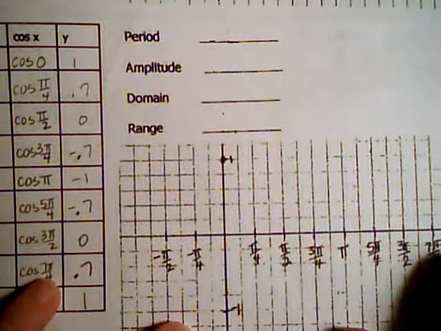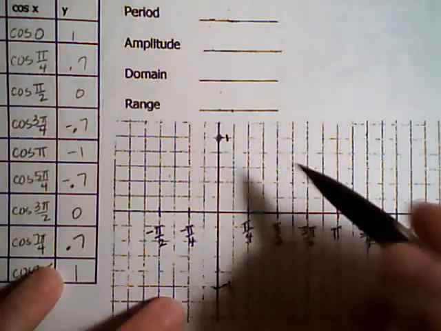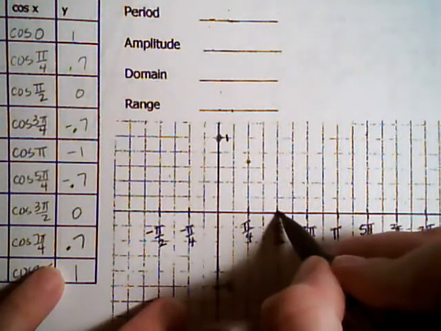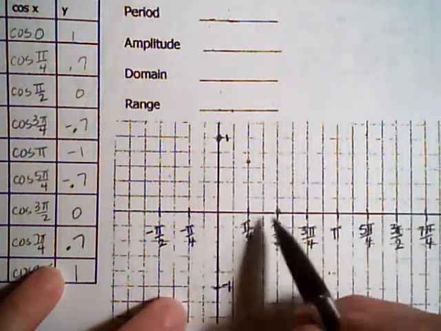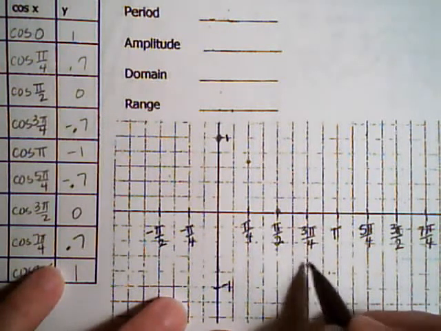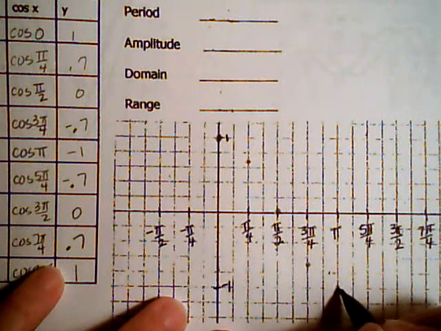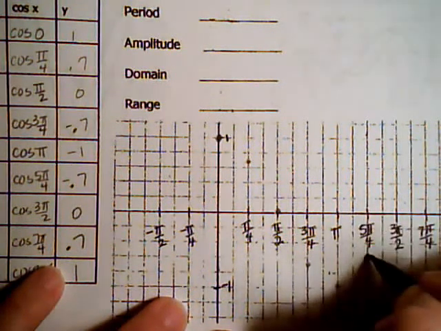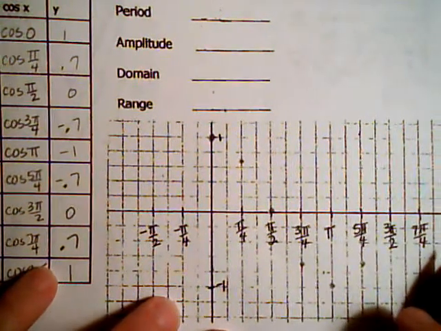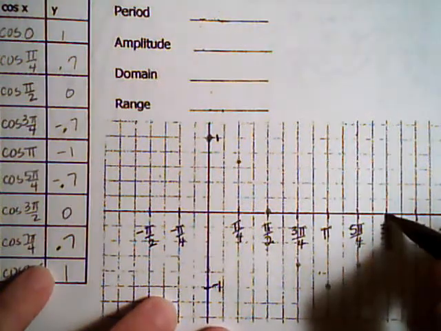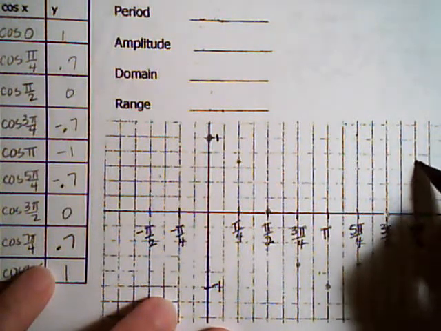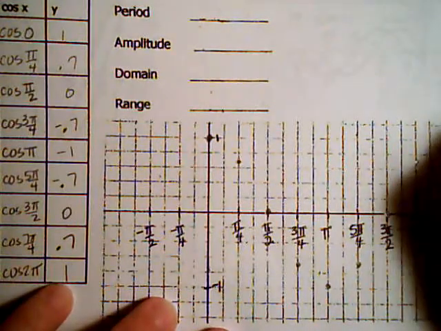Okay, then pi over 4, 0.7. Pi over 2 is 0, the y value. 3 pi over 4, negative 0.7. Pi is negative 1. 5 pi over 4, negative 0.7. 3 pi over 2, 0. 7 pi over 4, 0.7. And then 2 pi at 1.